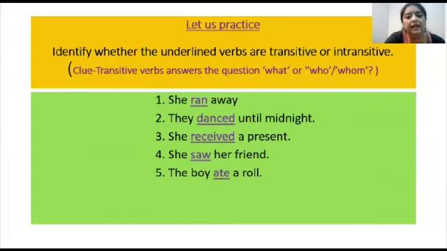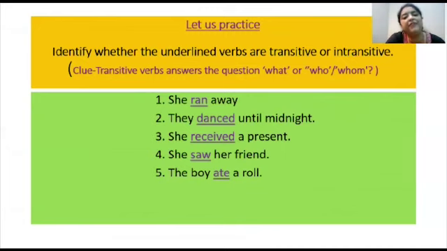She ran away. Ran here is the verb. Is ran answering the question what, who, or whom? No. That means ran is an intransitive verb. They danced until midnight. Danced is a verb here. So whether it is a transitive or an intransitive, let's find out. Is danced answering the question what, who, or whom? No. That means danced is an intransitive verb again.